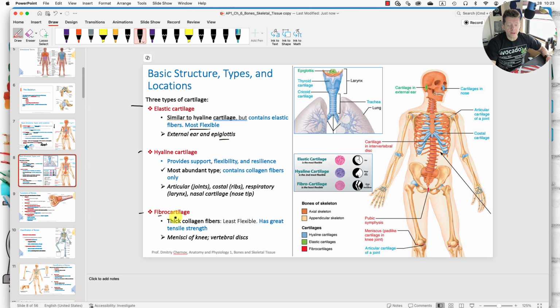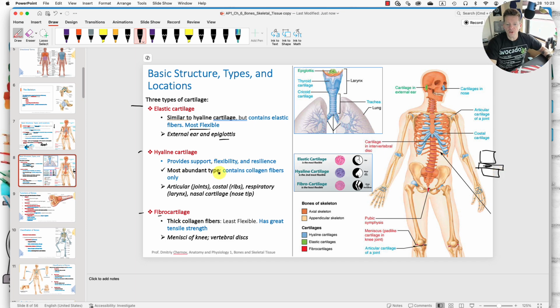Then the fibrocartilage is the toughest one, and it's found within the meniscus of the knee joint, the pubic symphysis, and between the vertebrae in the intervertebral discs. Here's a vertebra, here's a vertebra, but in between the vertebrae you have this intervertebral disc. It absorbs the shock. And that particular cartilage, fibrocartilage, has the greatest tensile strength, tension.